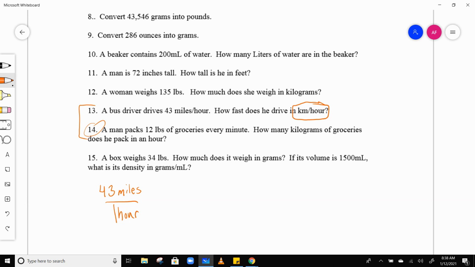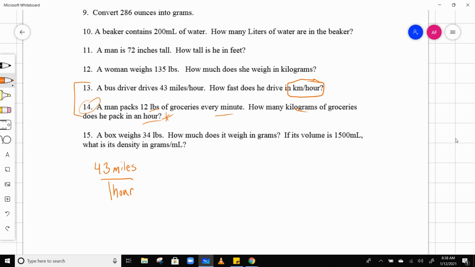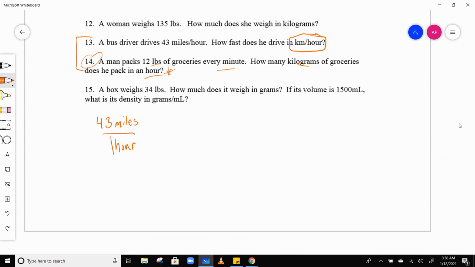Actually, number 14 is a little bit trickier because we're converting pounds to kilograms, and we're also converting minutes to hours. So we're converting 2 different things. It's a little bit hard. Let's do 13 first, and then we'll do 14 too. You're going to get some more practice with this tomorrow.